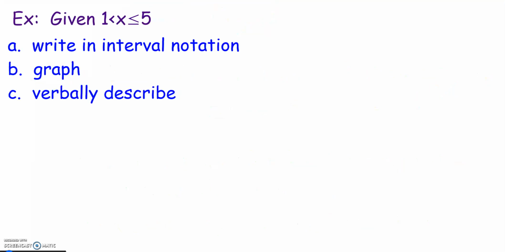This last slide I'd like you to try completely on your own. I would like you to look at this interval. First, try to write it in interval notation. Second, draw a number line and graph it. And third, try to verbally describe what's happening. As you're paused, I'm going to be writing down what I think the answer is, and you can check with me in a few minutes. So please pause now.